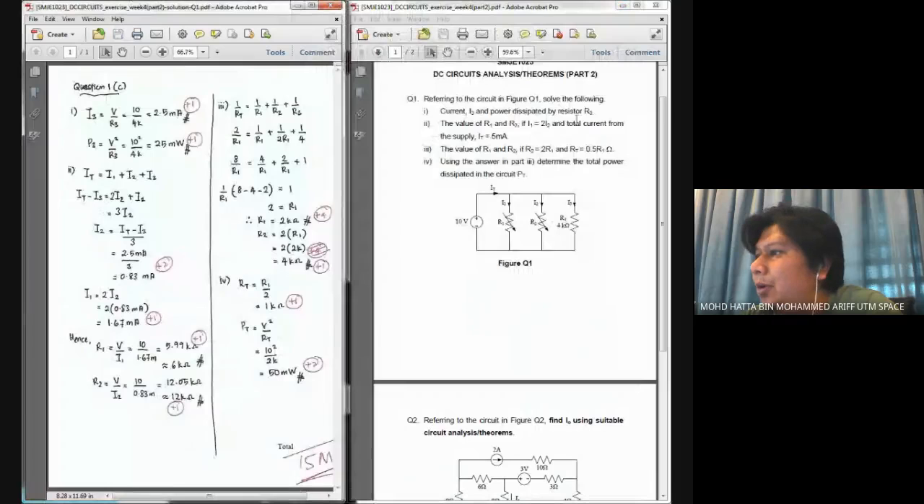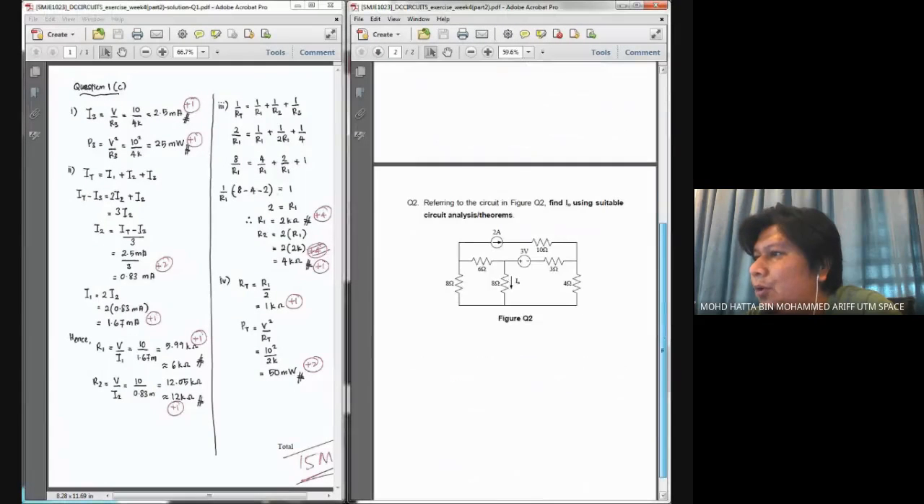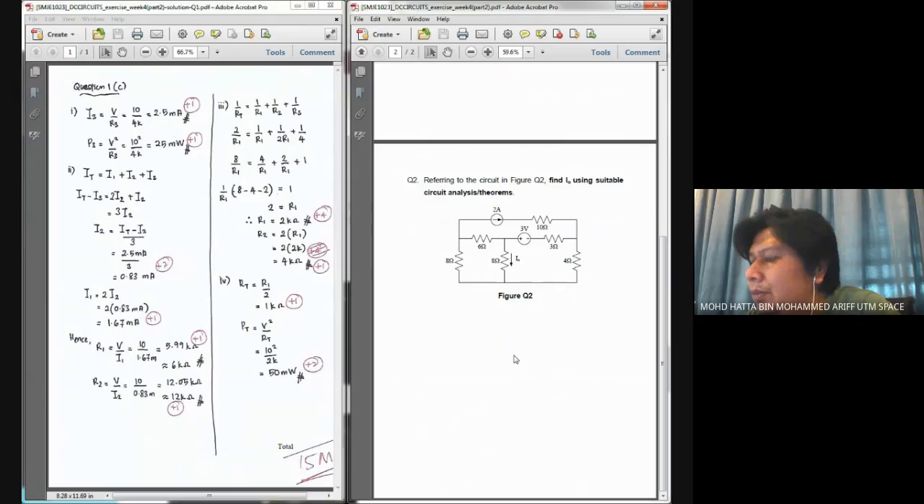Right. That is for question number 1. For question number 2, it's a bit complex. Not that complex, because we just have two sources over here, a voltage and also a current source. However, the way we calculate this kind of circuit could be using a few options. Now, if you look at the question, it says here, find Io using suitable circuit analysis or theorem.